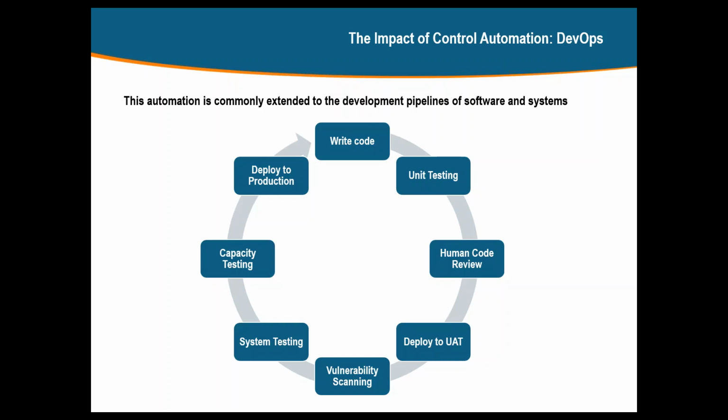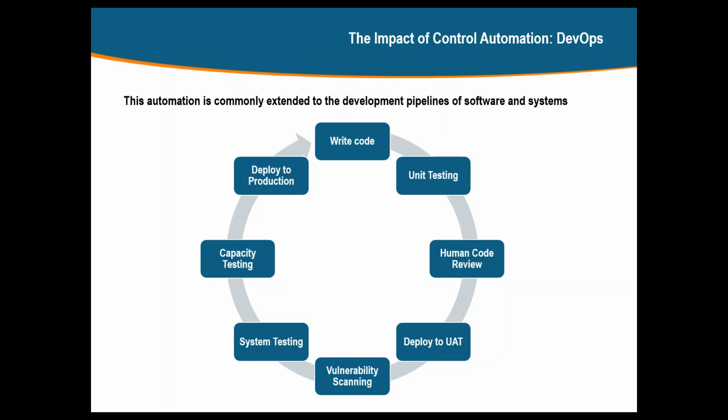A lot of you will have seen a variation on this cycle, this DevOps cycle. This automation is often extended through development pipelines through developing the software using agile methodologies. Often it starts with the developer writing a piece of code that implements a piece of functionality for a user or fixes a bug. The code is then automatically unit tested to ensure, for example, that it didn't break any other components of the solution. The code is then reviewed by another developer.